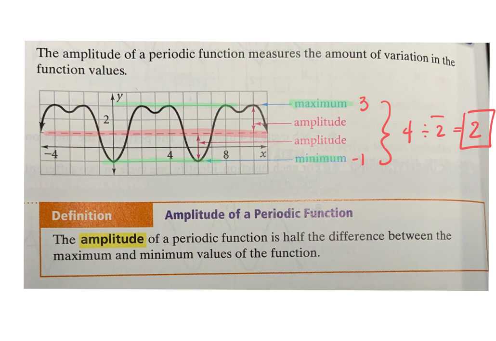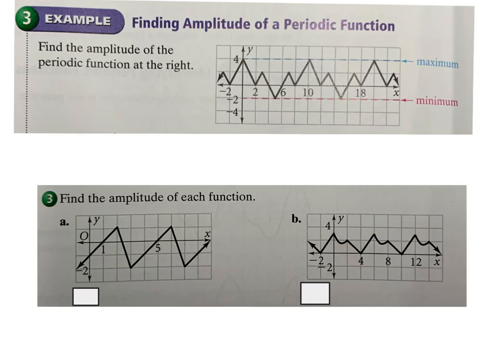All right, so let's look at an example here. Find the amplitude of this periodic function. So my lowest value here is -2. My highest value is +4. What's the difference between those two? We're going to get 6, so what is my amplitude? My amplitude is 3.